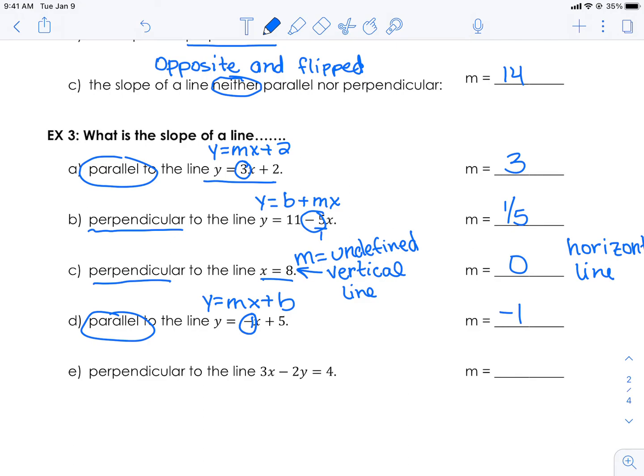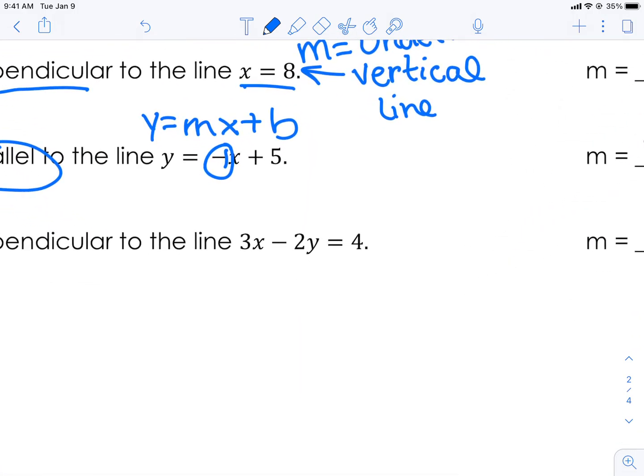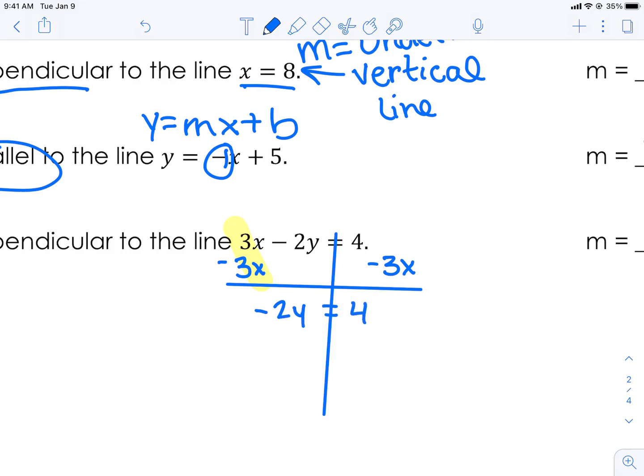Okay, and lastly, perpendicular to the line 3x minus 2y equals 4. Well, what we have to do here is we need to solve for y. So we're going to draw a line through the equal sign. We're going to subtract 3x from both sides. Okay, when I do that, those zero out. We are just left with -2y is equal to 4 minus 3x. And then I have to divide everything by -2. When I do that, the -2's make a 1.